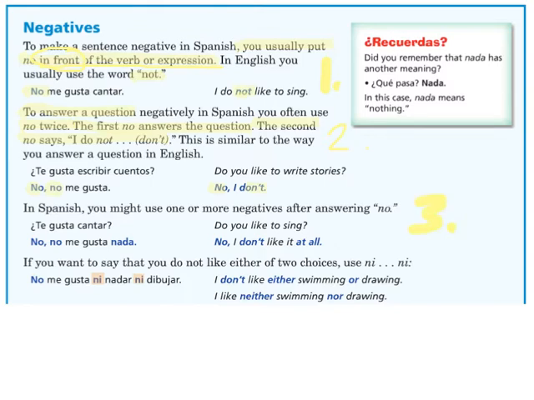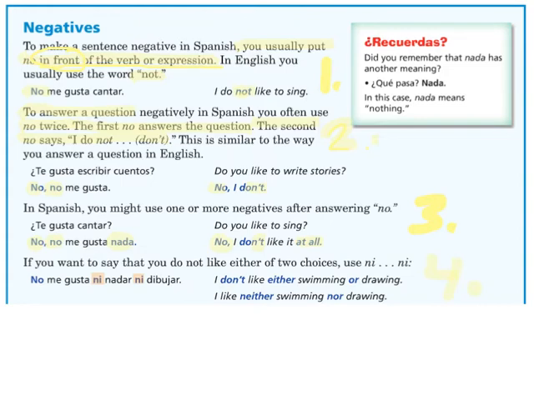Number 3. In Spanish, you might use one or more negatives after answering no. So this comes back to where we don't really do the double negatives, but they do. So if we said, ¿te gusta cantar? Do you like to sing? You're going to answer no. No me gusta nada. No, I do not like it at all.